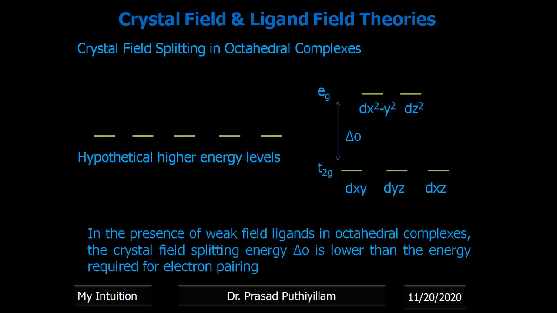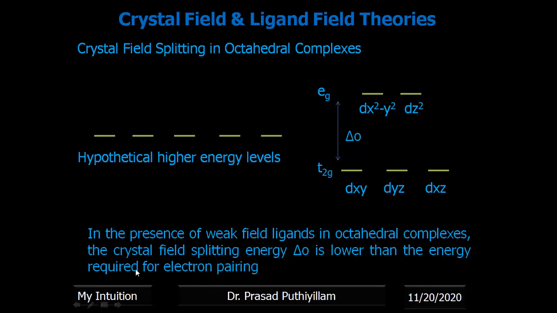if it is a weak field ligand, okay, weak field ligand, we started with iodide, bromide, so halides, they are weak field ligands. Okay, and we have seen the spectrochemical series, you can check it out and guess which is a weak field ligand and which is a strong field ligand. So in presence of a weak field ligand in an octahedral complex, the crystal field splitting energy delta O is lower than the energy required for electron pairing. That means these levels are closer to each other, okay. Not as in the previous case, delta O is somewhat lesser.